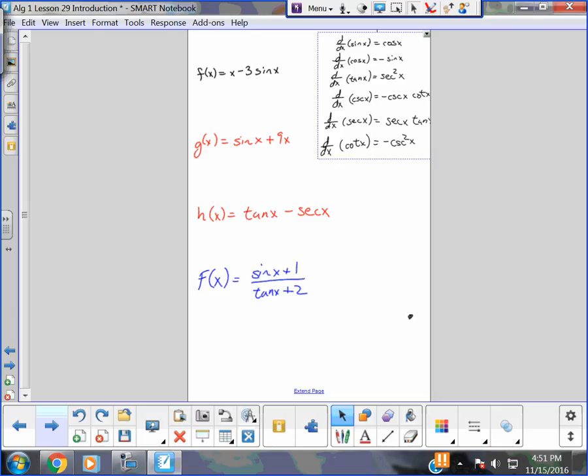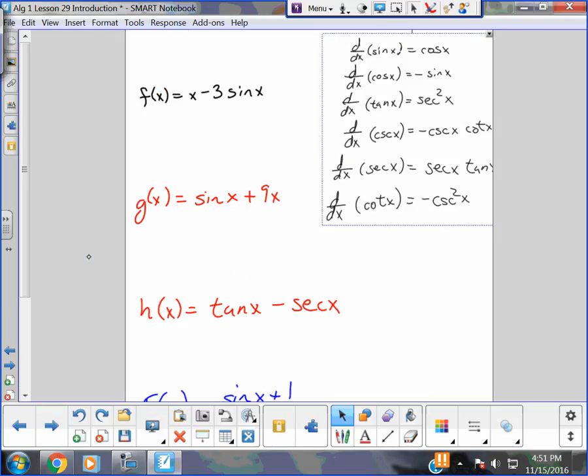Let's apply them. So, up at the top here I have f of x equals x minus 3 sine x. Again, we don't have to worry about coefficients, so the derivative of x is 1, and don't worry about the 3. Derivative of sine is cosine. Done. Next one, g prime.